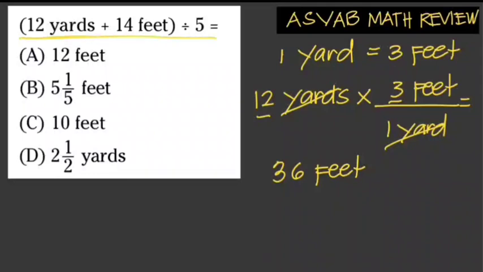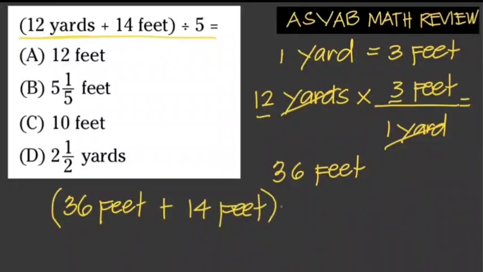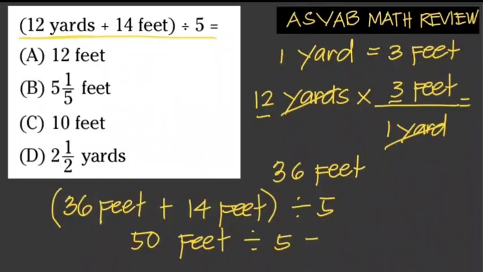And now we can solve this. So this would be 36 feet plus 14 feet, divided by 5. So this is 50 feet divided by 5, which is just equal to 10 feet. 10 feet is in the choices, so we will write in our conversion of units. Because if you're going to convert 14 feet to yards, the answer wouldn't be in the choices.